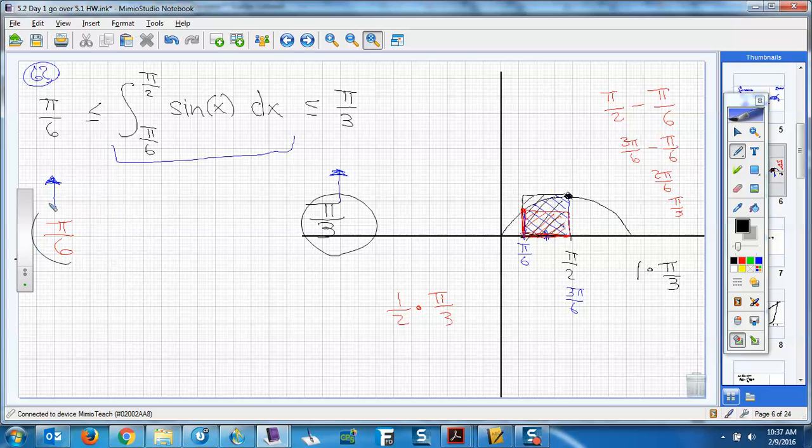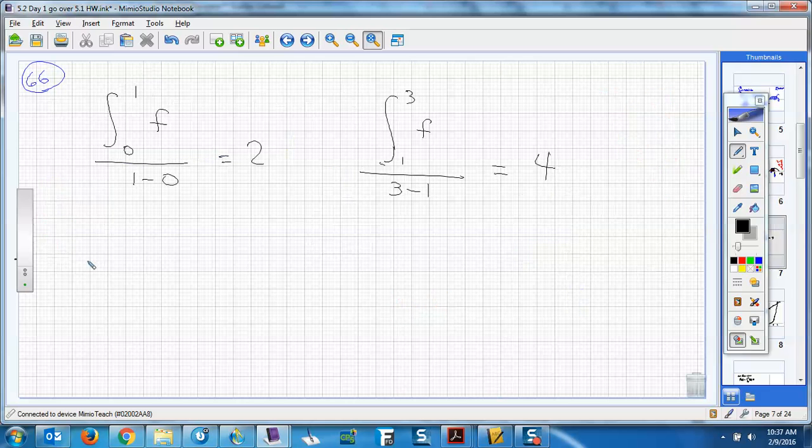So there we did. We just showed with our picture and our work that the blue area is between those two areas, the red and the black, and those are pi/6 and pi/3. Okay, that's what 62 is. Okay? All right. Go on to this one.